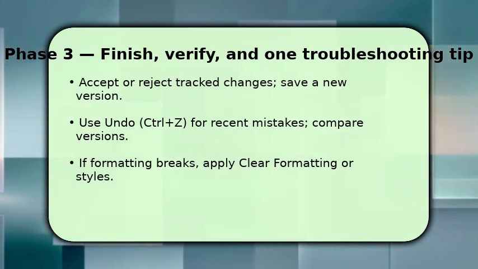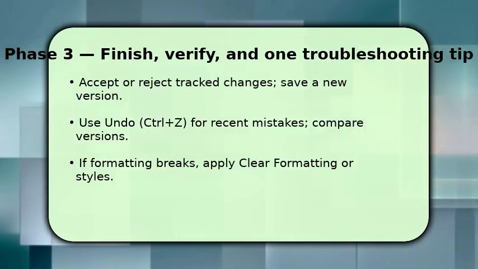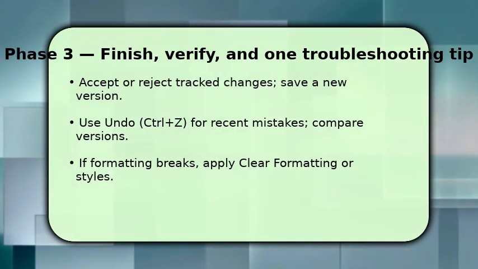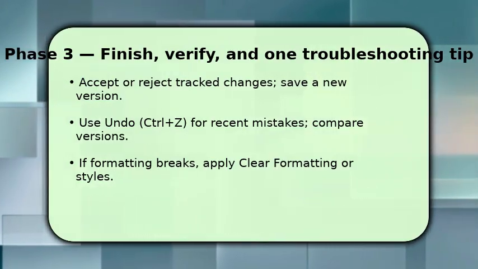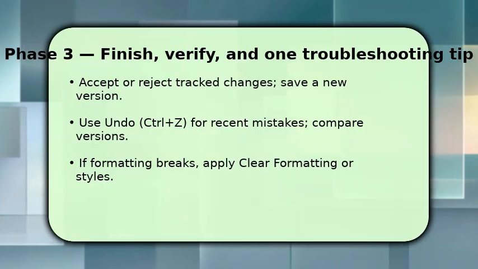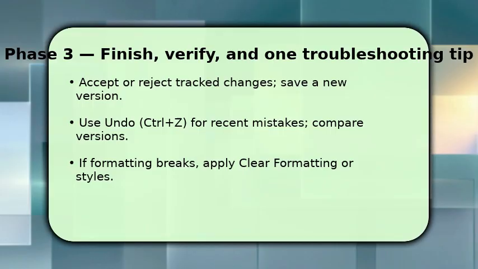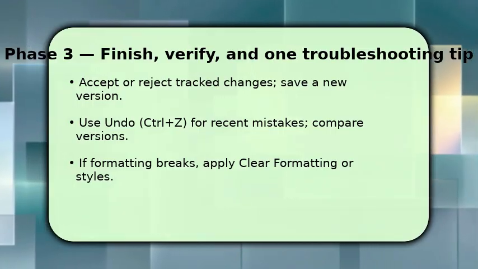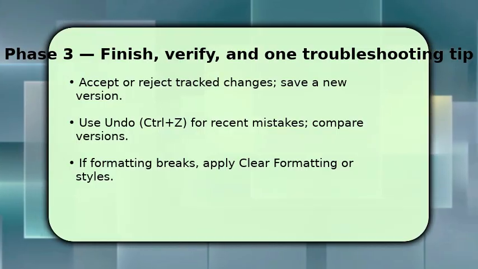If track changes was on, go through Accept/Reject to create a clean version, then save as a new file name to preserve the original. If something looks off, use Ctrl+Z to undo recent actions or compare the two versions side by side. If formatting broke after replacements, select affected text and apply clear formatting or reapply the correct style. This restores fonts and spacing.